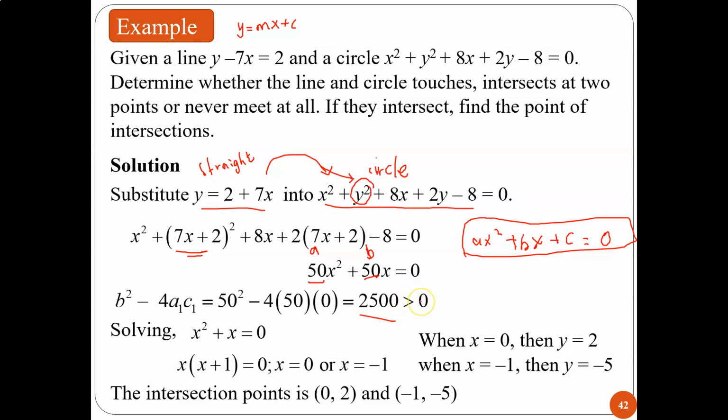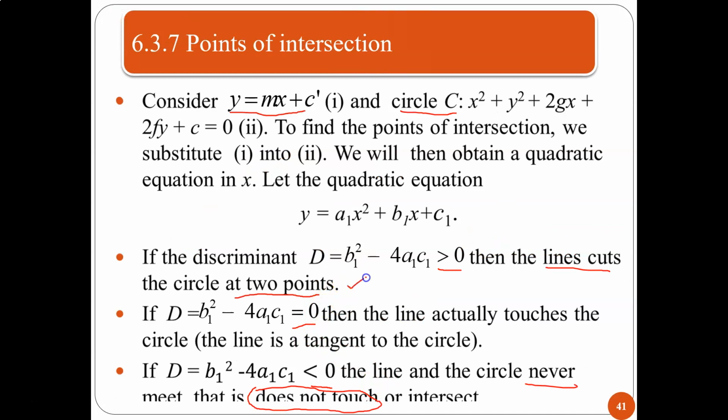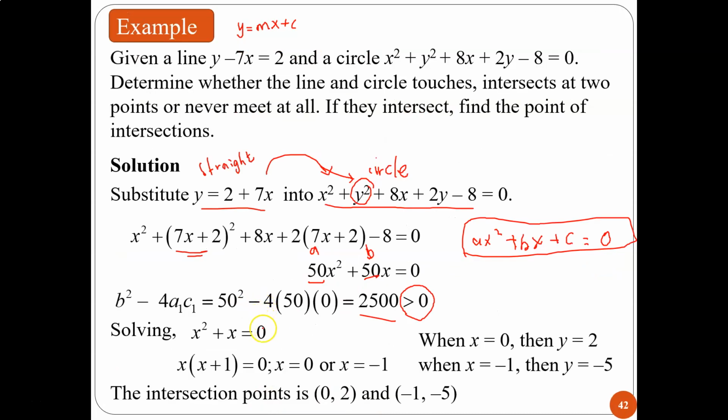So what does it mean when it is greater than 0? It means it cuts the circle at 2 points. It cuts the circle at 2 points when it is greater than 0. Okay, greater than 0, in here, it satisfies the first one. The line cuts the circle at 2 points. So when it cuts, that means you have 2 points of intersection. There is an intersection there.